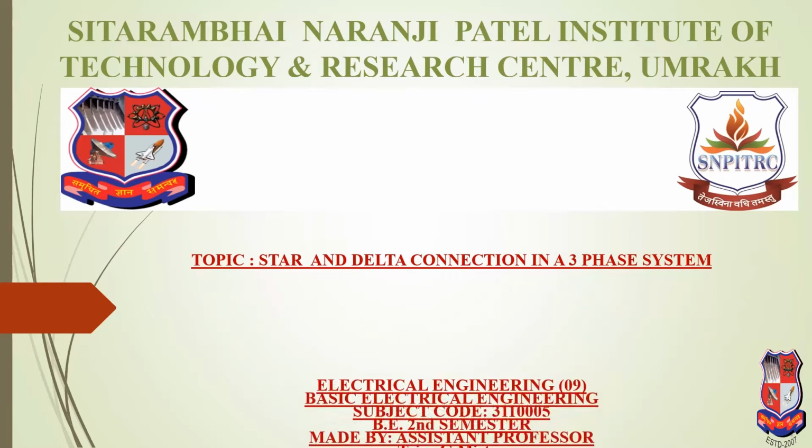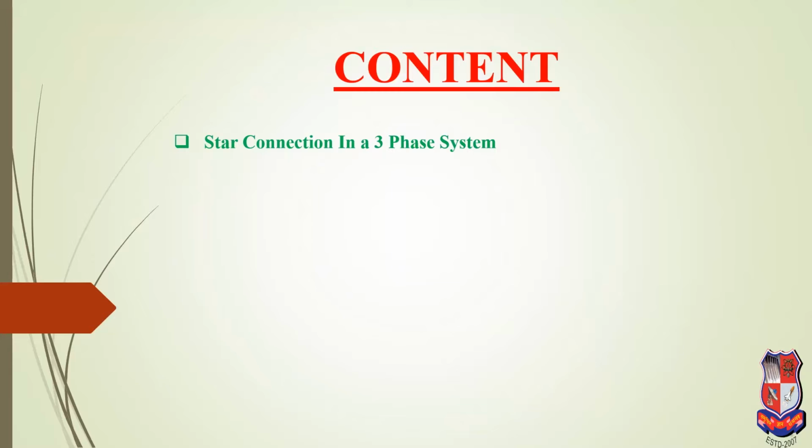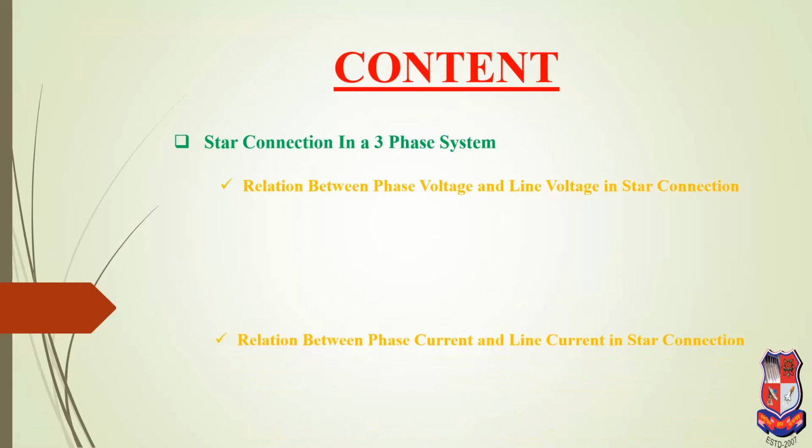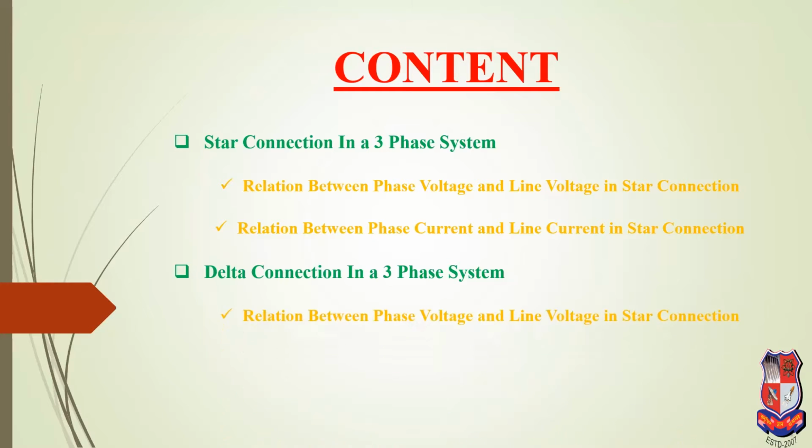Engineering in second semester. First of all, the content: star connection in three-phase system. In this topic, we also cover the relation between phase voltage and line voltage in star connection, and the relation between phase current and line current in star connection. Similarly, for delta connection, we also get the relation for the phase and line voltage and phase and line current.